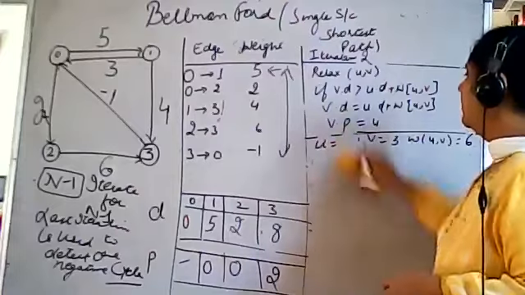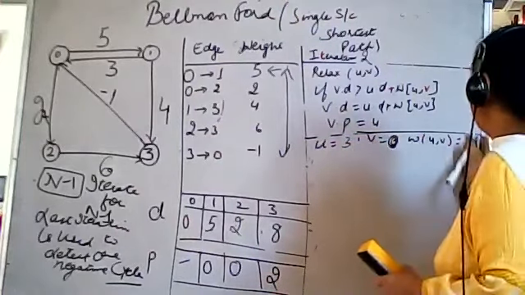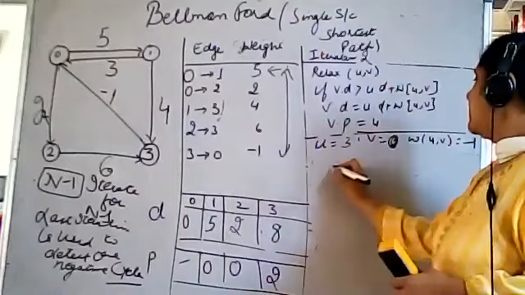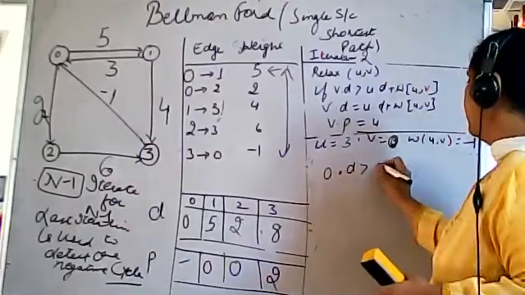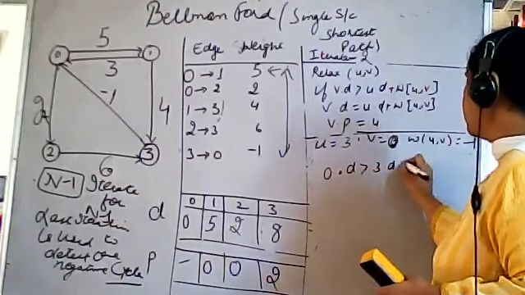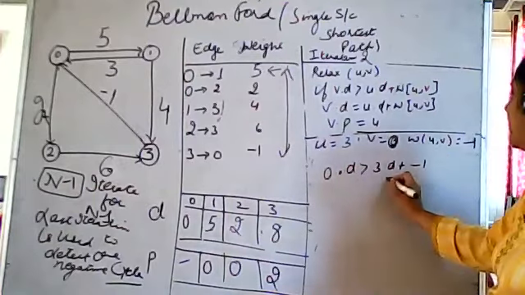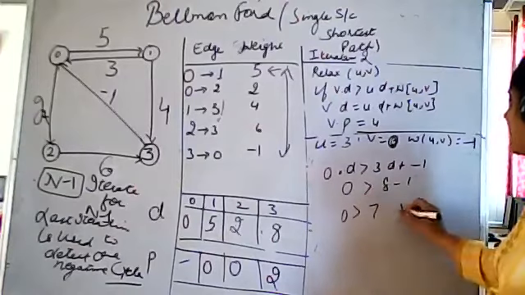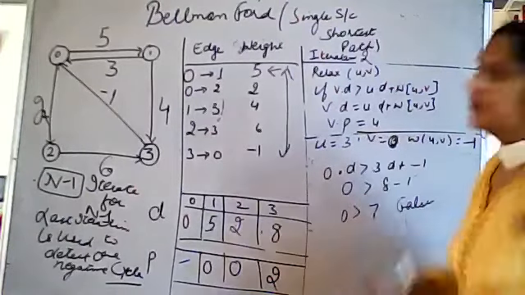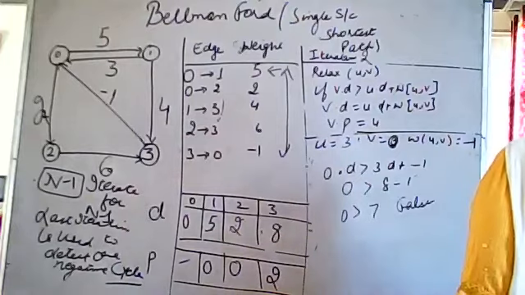D is equal to U is equal to 3. D is equal to 0. And this is minus 1. So 0 dot D is greater than 3 dot D plus minus 1. 3 dot D is 8. 8 minus 1, it will be 7. 0 is greater than 7. No. So the condition is again false. Now move to the next iteration. You have to check the values in every iteration.